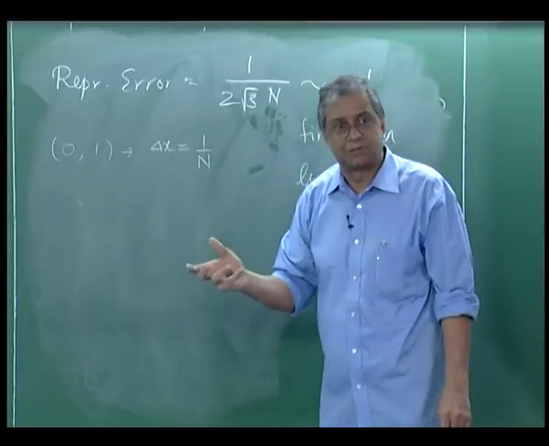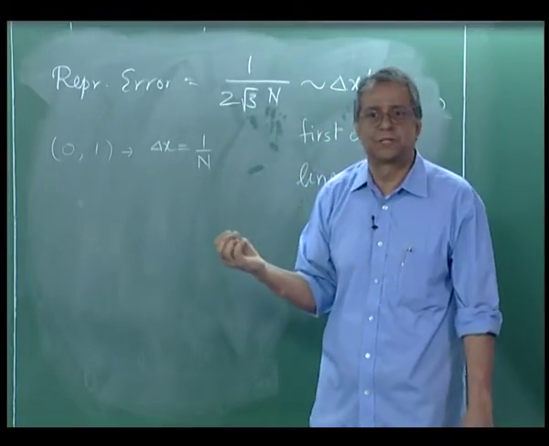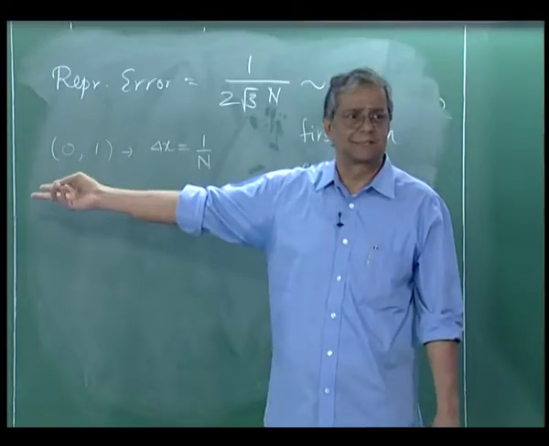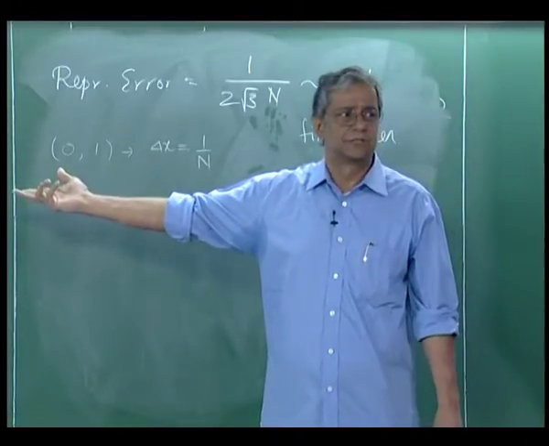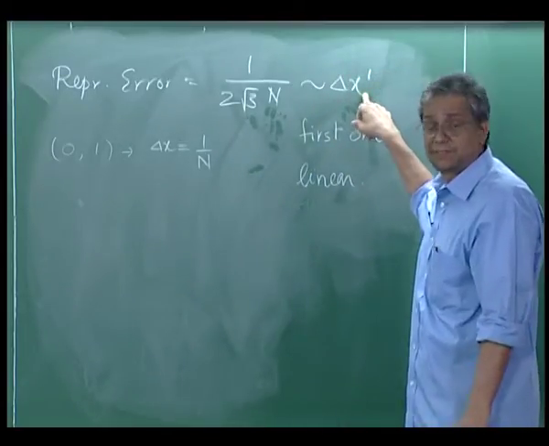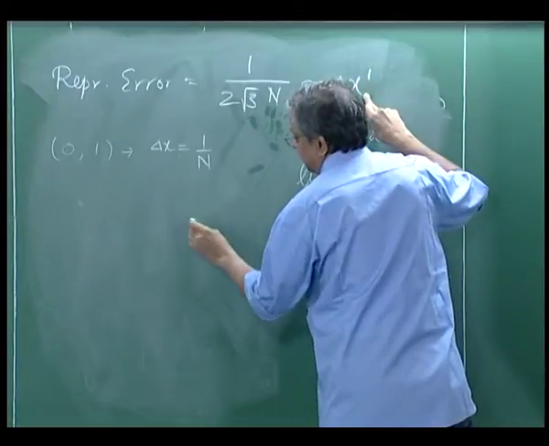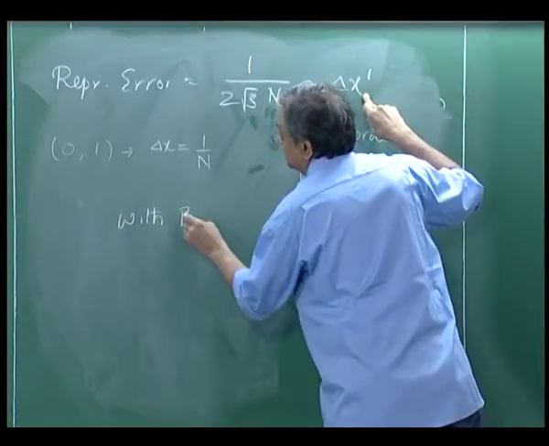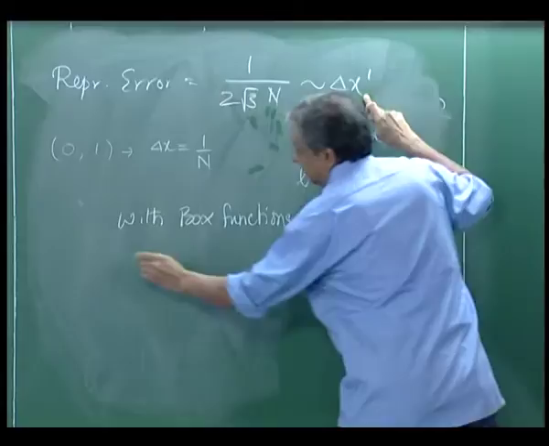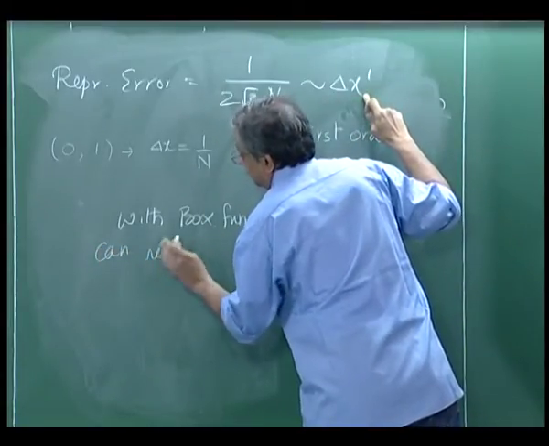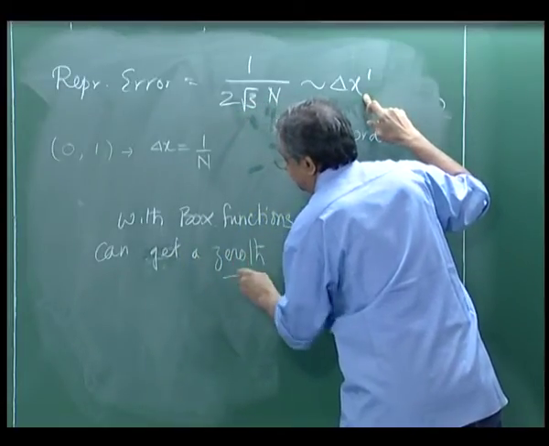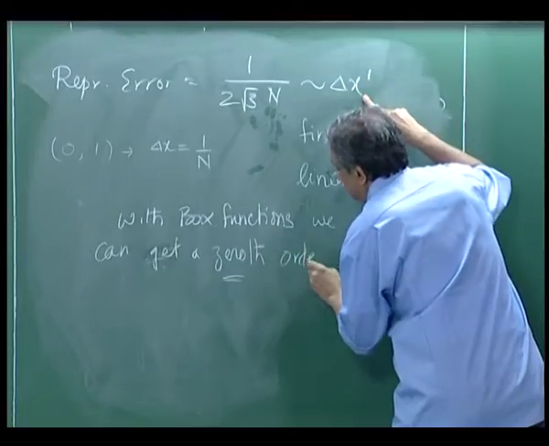The representation, how well, what is the polynomial that you are able to represent exactly? What polynomial can you represent exactly? Constant. So the representation itself is 0th order. The error is first order, the representation itself is zeroth order. So we represent with box functions, we can get a zeroth order representation.